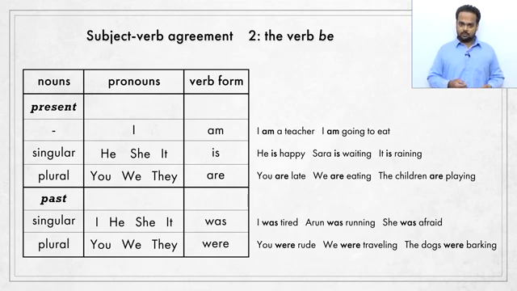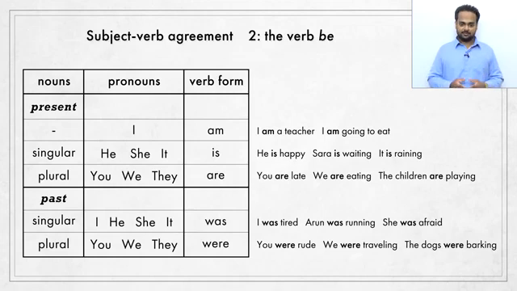In the past, the rules are different. For singular noun subjects and for the pronouns I, he, she, and it, we use was. I was tired. Autumn was running. She was afraid. And for plural subjects and the pronouns you, we, and they, we use were. You were rude. We were traveling.